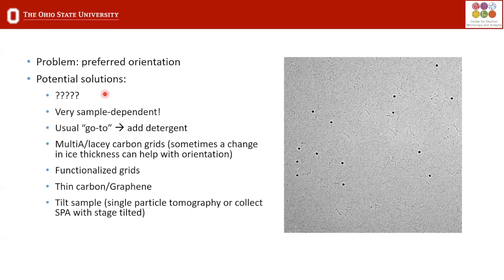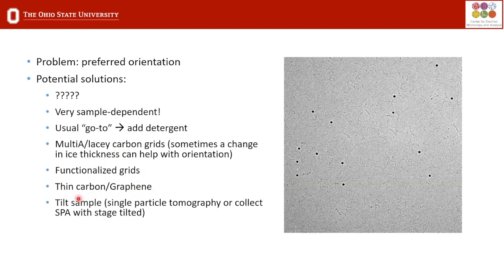My usual go-to for preferred orientation issues is to add detergent. If that doesn't work, you can try using either quantifoil multi-A or lacy carbon grids. Those contain a variety of different sized holes, and sometimes changes in ice thickness can help force your protein in different orientations. You can also try functionalizing your grids or adding a thin layer of carbon or graphene, and that can sometimes force your protein to anchor in ways that you can see the different orientations.